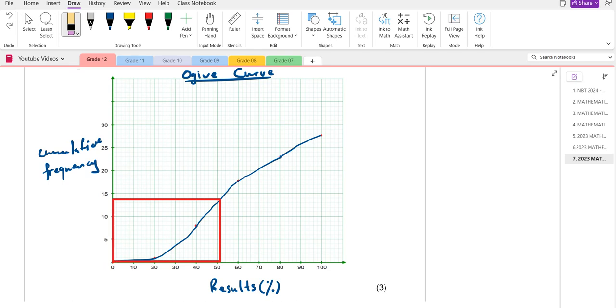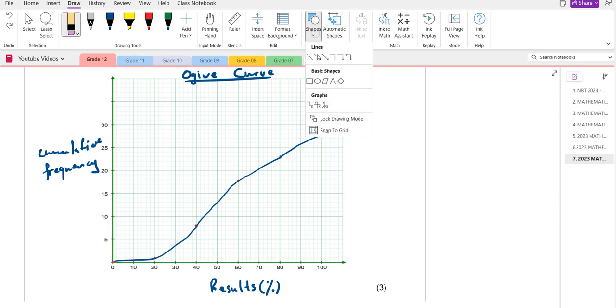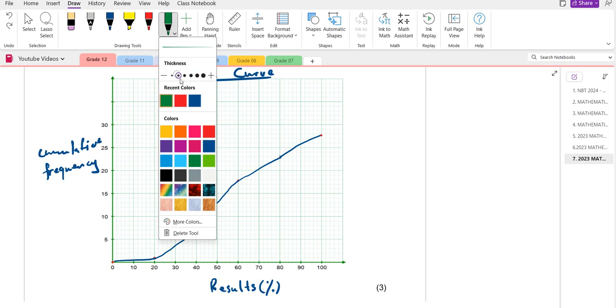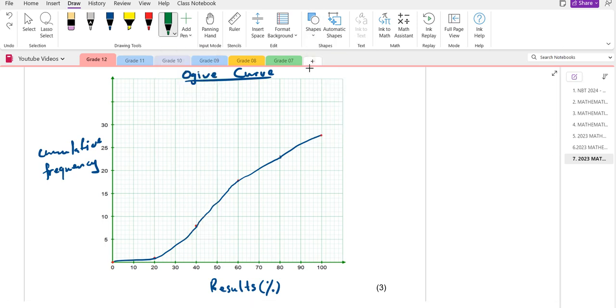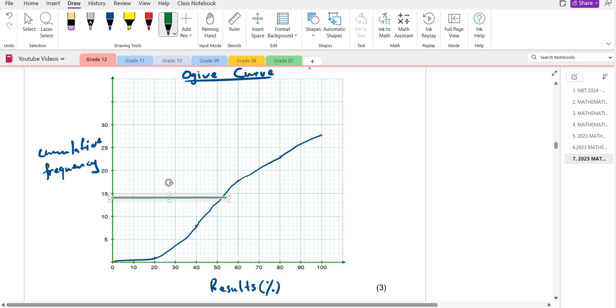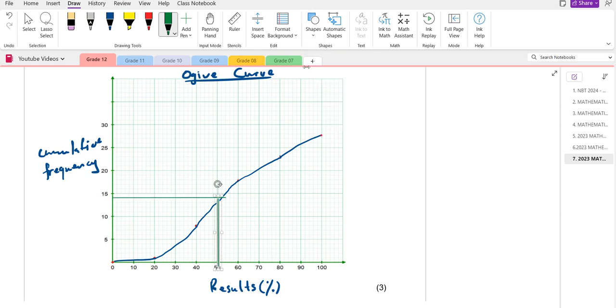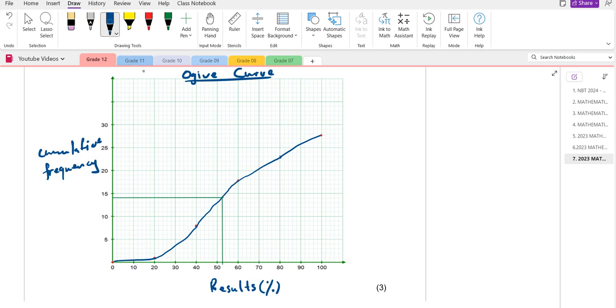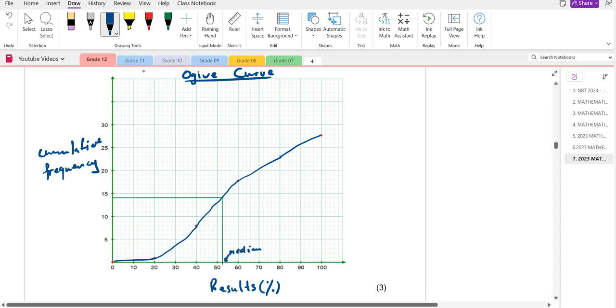You know what, let's just use straight lines. I'm going to redo that. Let's take a thinner line, right? And we go to 14. Much better, okay? We go to 14 and we're going down from here. Right, so I can see I'm getting 14 and 52, right? So this is my median, right? I represented my median.